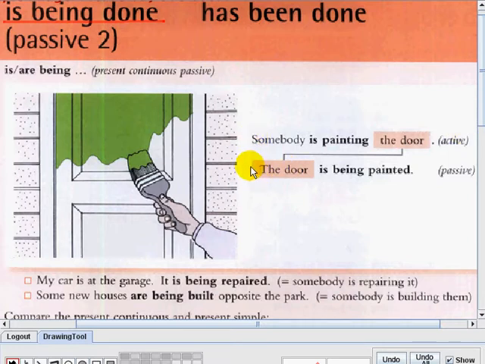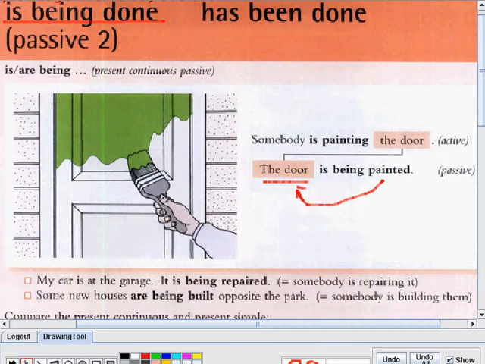Let's observe two examples. Somebody is painting the door. This is an active form of sentence. While in passive form of sentence, it will become the door is being painted. Don't forget that in passive sentences, the subject of the sentence is the receiver of the action, and it will be put here. Alright? At the start of your sentence. The subject is the door, and it is being painted. Right? Good.